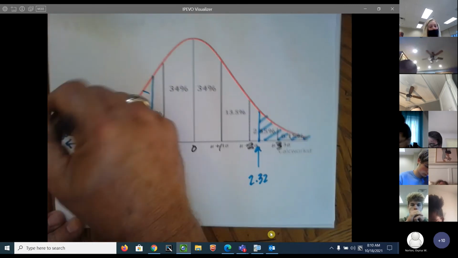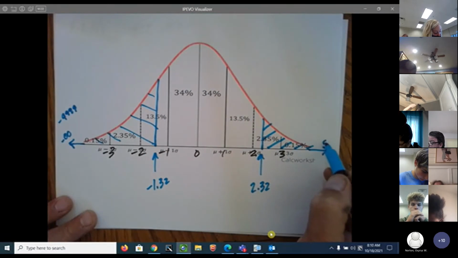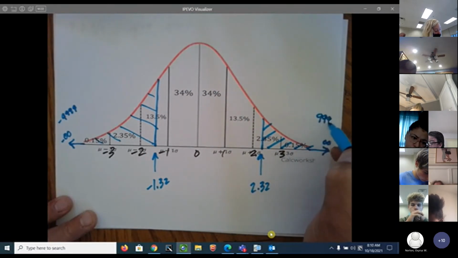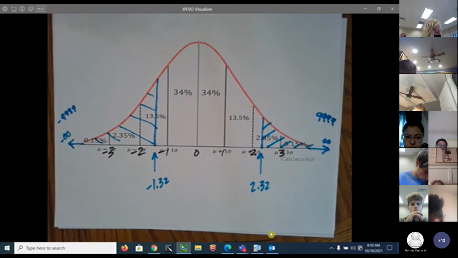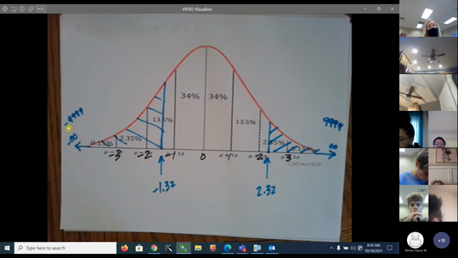Negative infinity, which is negative 9999, and positive infinity, which is 9999. Can we multiply by 2 this time? Yes or no? No. Why not, Mr. Baskins? Because they're not the same. They're not symmetrical. Now, a lot of you say, well, why are you telling us that? We know that. Some of you don't. This is not symmetrical to this, so we have to do two separate areas. We go from negative 9999 to negative 1.32, and then 2.32 to 9999.